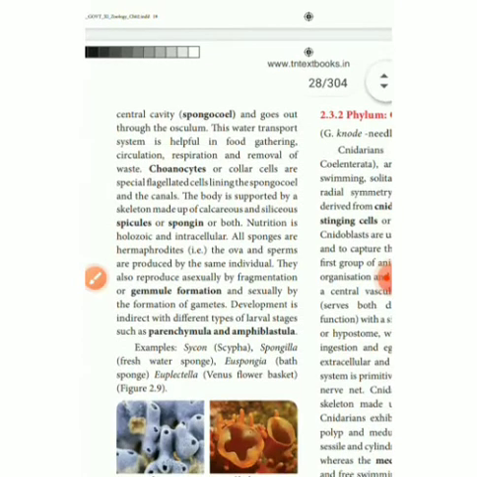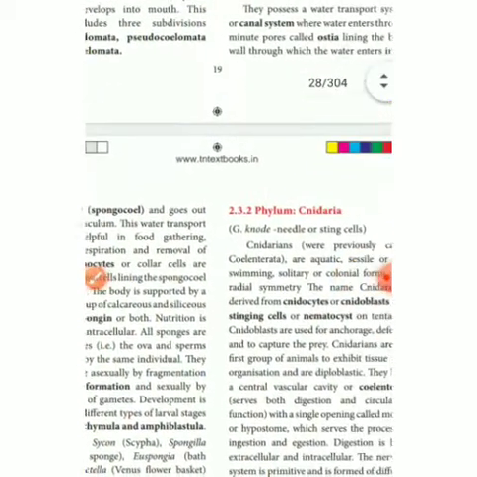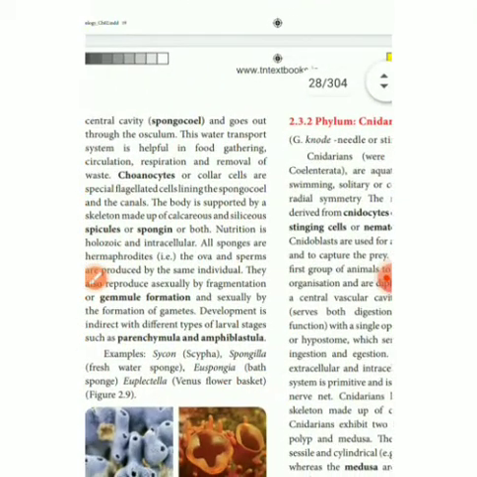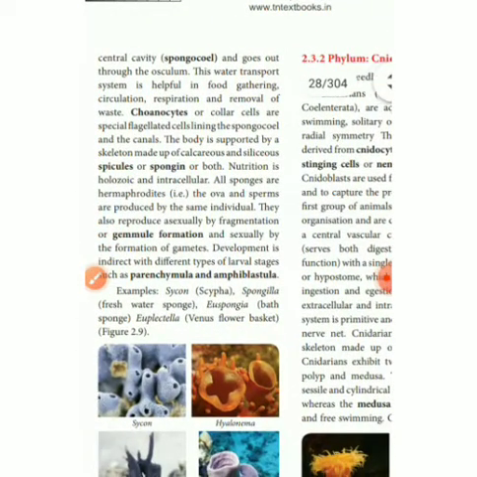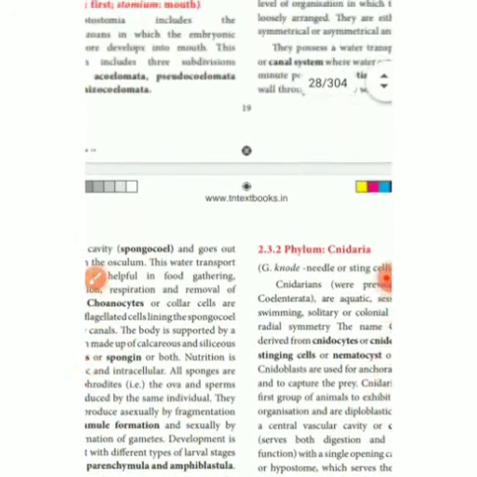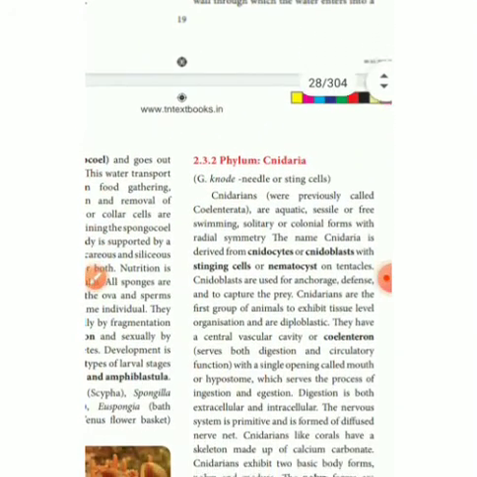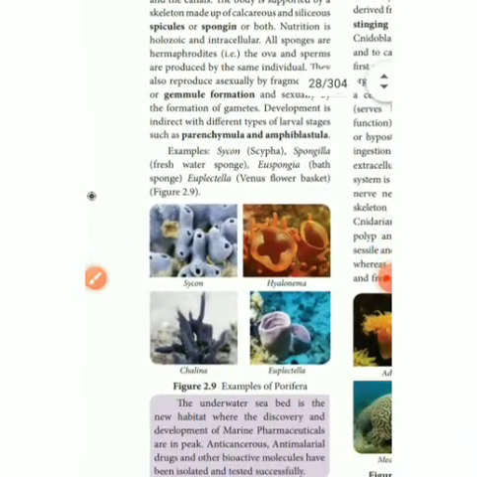So development is indirect with different types of larval stages. That means we never directly see the young ones. In the larval stage, after that young ones are produced. So it is parenchymula and amphiblastula type of larvae we are seeing in the phylum Porifera. What are the poriferan animals we are seeing here? Examples are Sycon, Spongilla, and Euplectella. So these are the examples of phylum Porifera. Next we see some phylum Porifera animals in this picture.